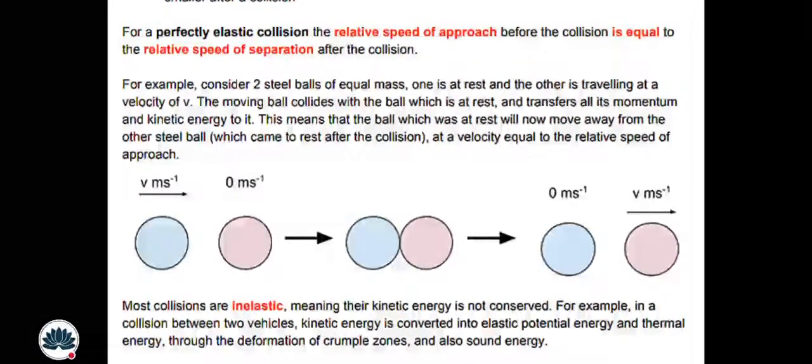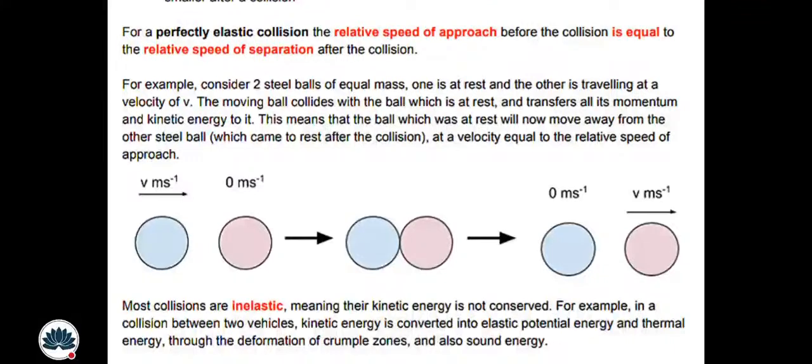Also, the diagram of pink and blue balls shows how the velocity is transferred when they collide. Now the blue ball has 0 meter per second velocity and the pink ball has v meter per second velocity, whatever was the velocity of blue before the collision.